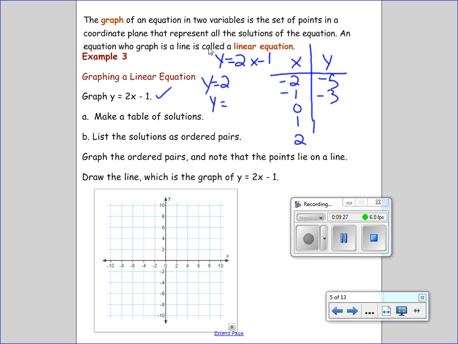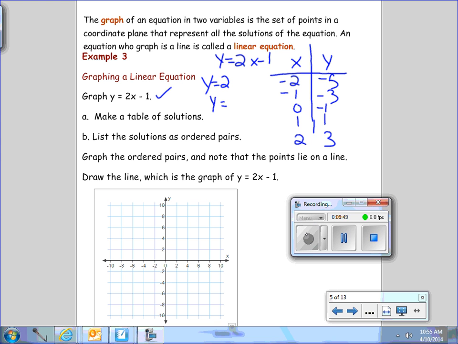I think I can do the next one mentally. 2 times 0 is 0. 0 minus 1 would be negative 1. I think I can do the rest of them mentally. 2 times 1 is 2. 2 minus 1 is 1. And the final example, 2 times 2 is 4. 4 minus 1 is 3.